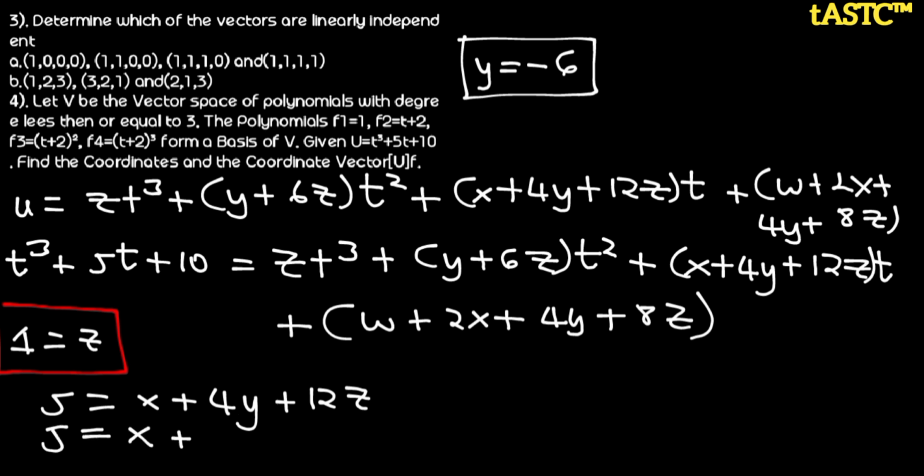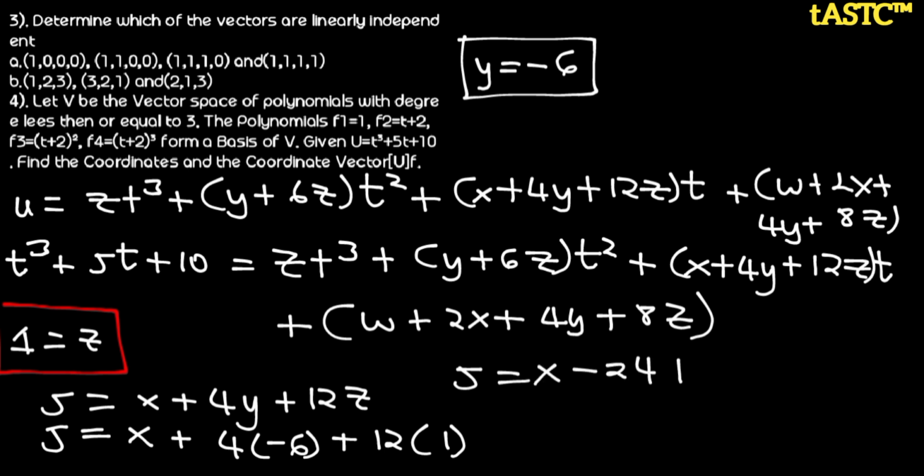So that is going to be a 5. Here we're going to have an x, and this is 4 multiplied by negative 6 plus 12 multiplied by 1. So 5 is equal to x minus 24 plus 12. Minus 24 plus 12 is going to give us a minus 12. So 5 equals x minus 12. We could well take this negative 12 to the other side, and that will be 5 plus 12, and that is equal to x. So here we can say that x is going to be equal to 17.